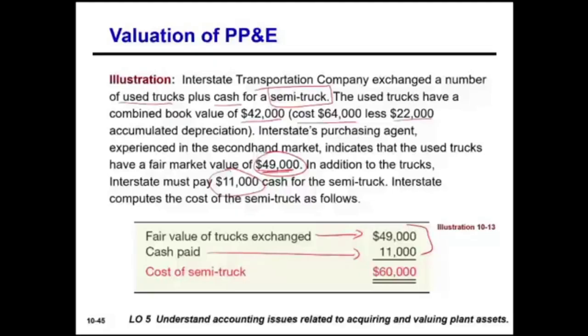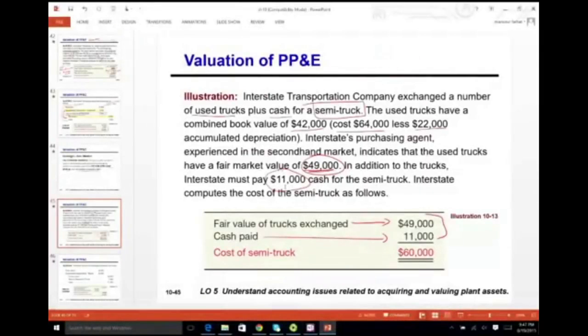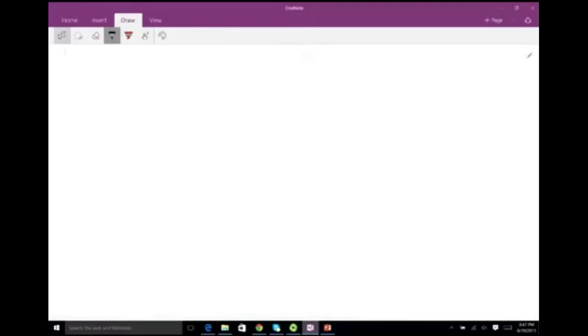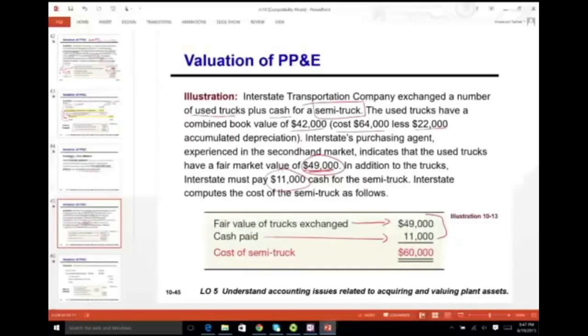Before we do this, let's start to put this entry together. So the truck is going to be recorded at 60,000. The new asset, I'm just going to call it the new asset, which is the semi-truck. The new asset will be recorded at, what did we say, 60,000.